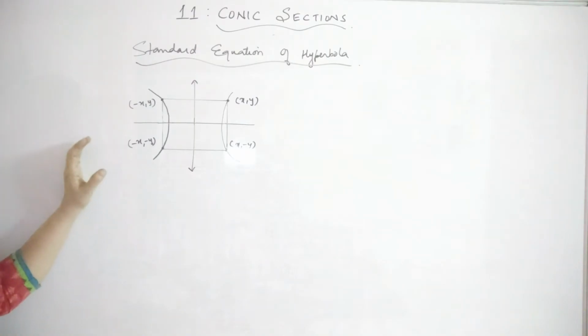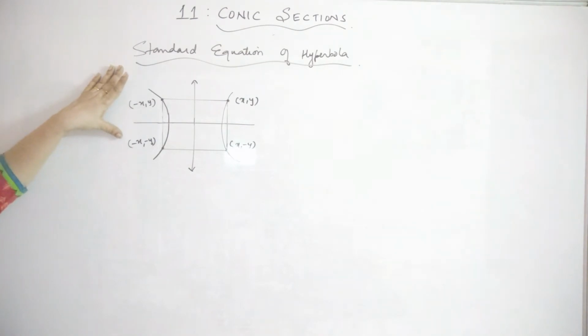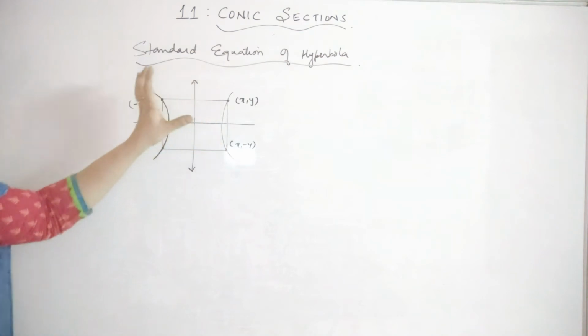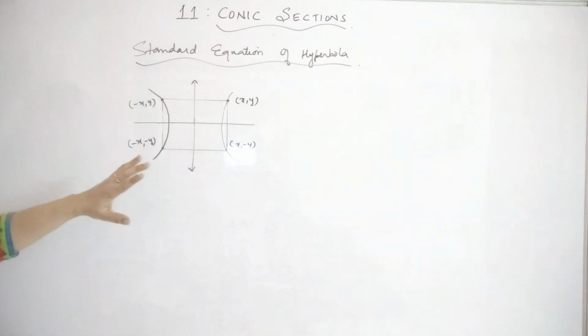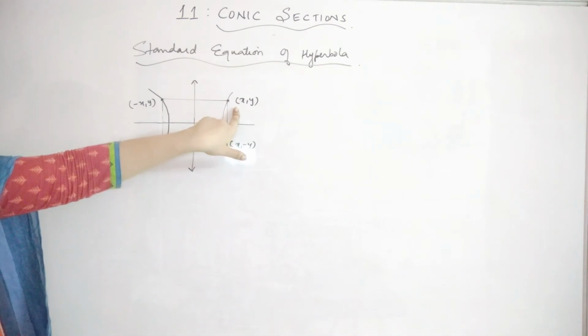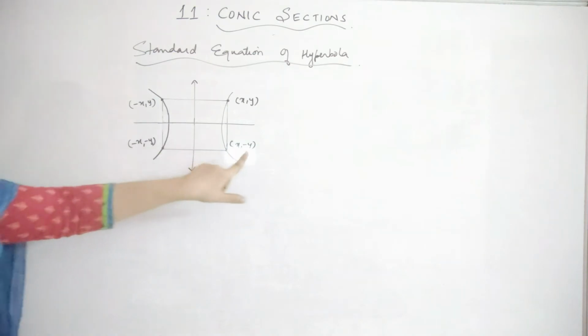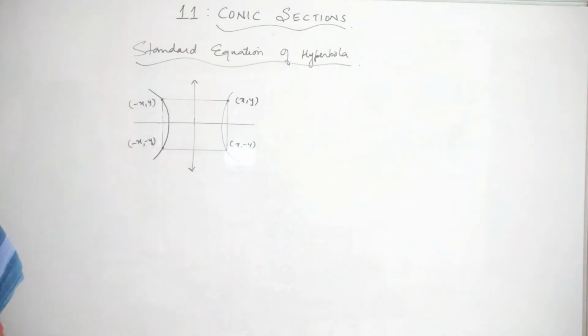So certain observations which you are getting from the graph of the hyperbola is that it is symmetric about the x and y axis. Why? Because if you take a point x comma y on the hyperbola, then minus x comma y, minus x comma minus y, and x comma minus y all will be points on the hyperbola. That's why we say that the hyperbola is symmetric with respect to both the axes.